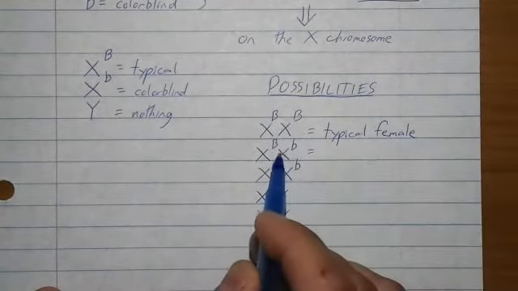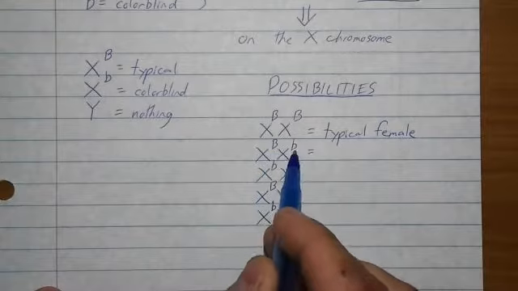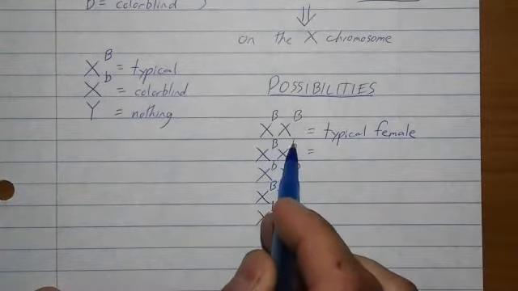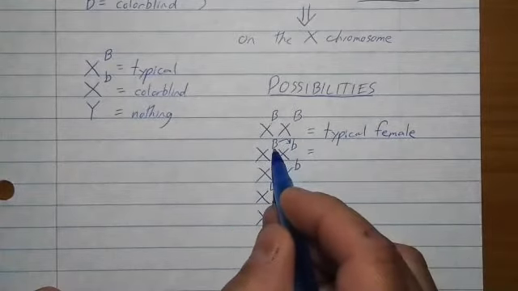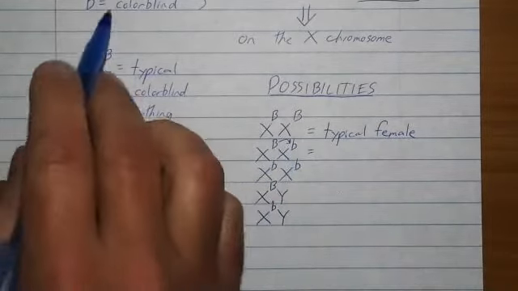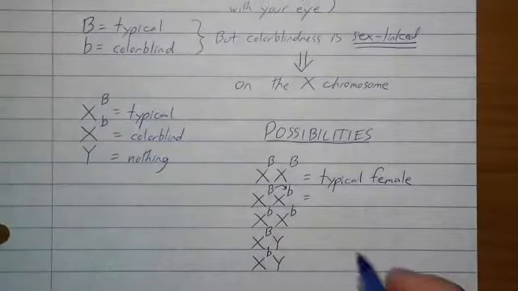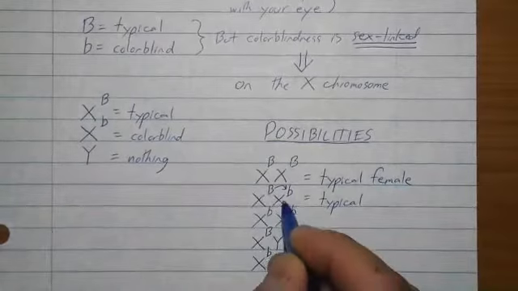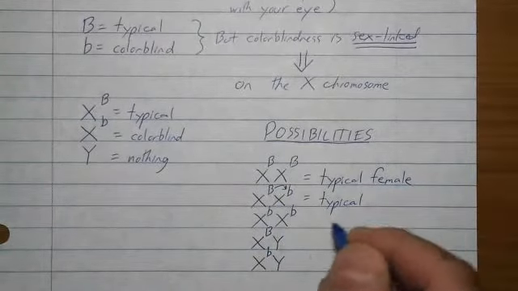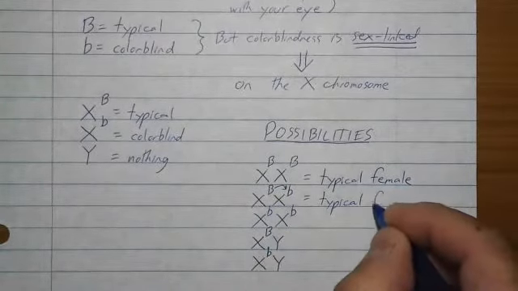All right, we look at our 2 letters, a capital and a lowercase. Well, we know capitals dominate over the lowercase, right? So whatever the capital is, that's what's going to turn out to be. The capital is typical. So again, we're going to get a typical person, even though they're a carrier because they're heterozygous. And what sex are they? XX means they're female.